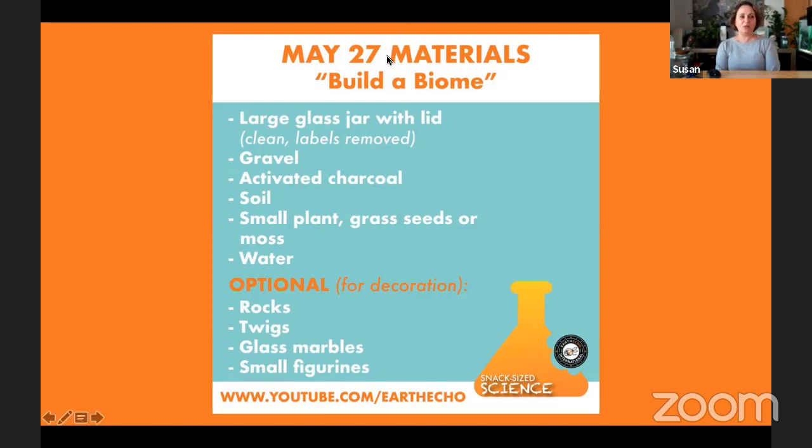All right, so today we are going to learn about the cycling of water and nutrients and energy within an ecosystem. And I am really excited because we are actually going to build our own ecosystem, AKA a terrarium, which is one of my favorite things to do.